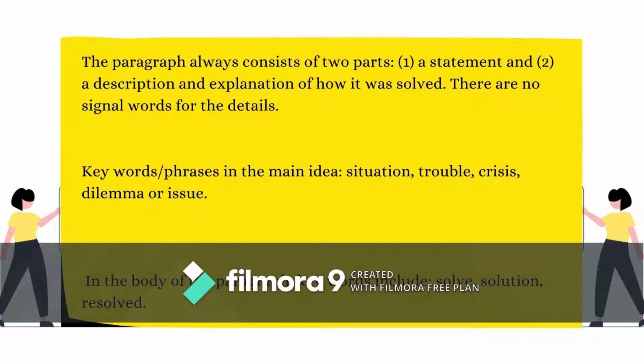There are no signal words for the details. Keywords or phrases in the main idea can be situation, trouble, crisis, dilemma, and issue. In the body of the paragraph, keywords include solve, solution, and resolve.